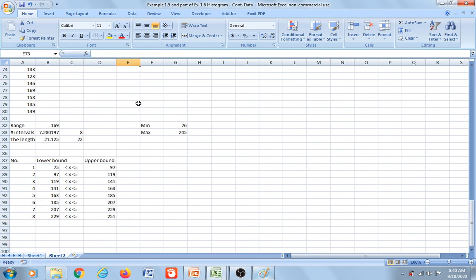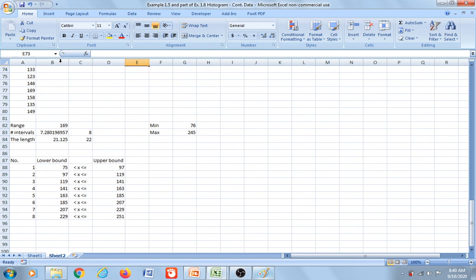So we are sure that all the observations we have here will be included in our histogram. Now we are done setting up the intervals. Now we're gonna calculate the frequency. We need to count how many observations are bigger than 75 but less than or equal to 97.